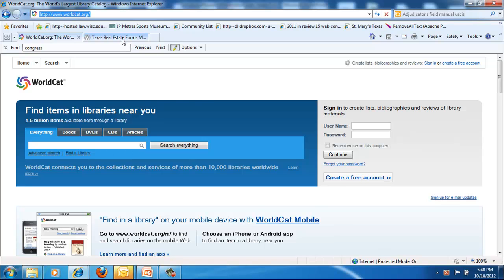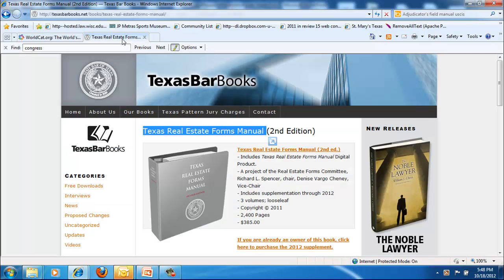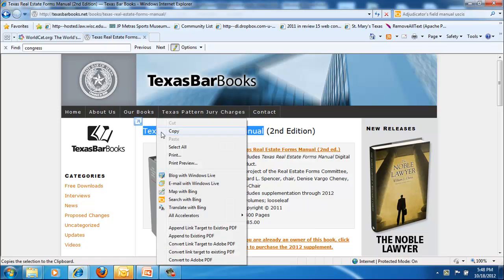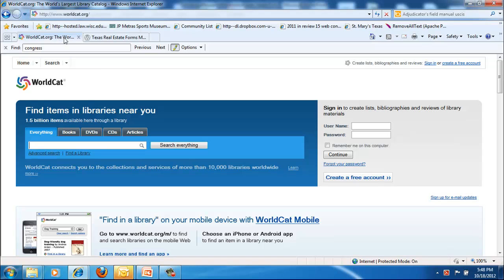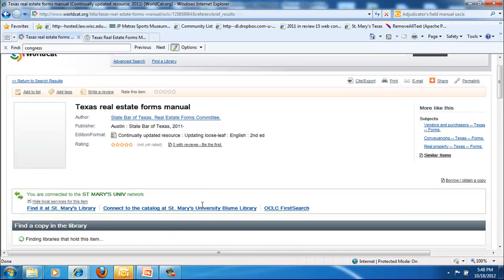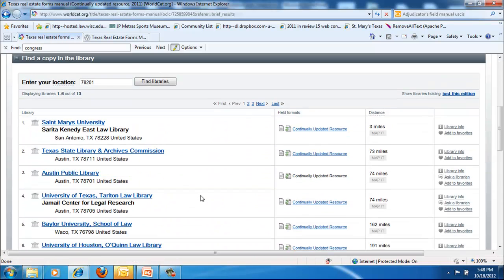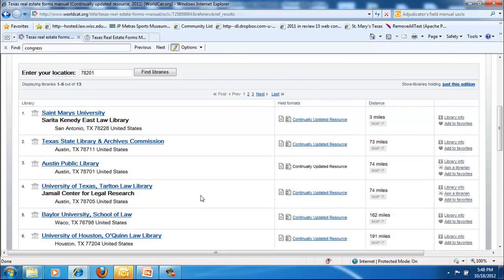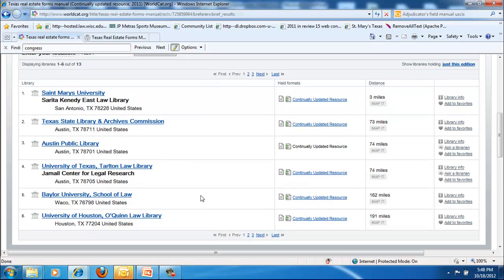We can use it in the same way as the catalog to first find a book that I know exists, so Texas Real Estate Forms Manual. I'll copy that title over, paste it here, and I can see there's the 1999 edition, there's the 2011 edition. I'll click to that, and I can see all the libraries that are close to me that have this.